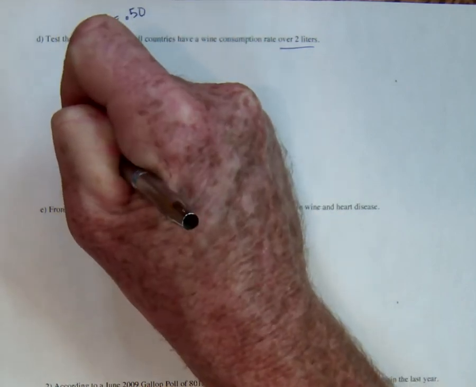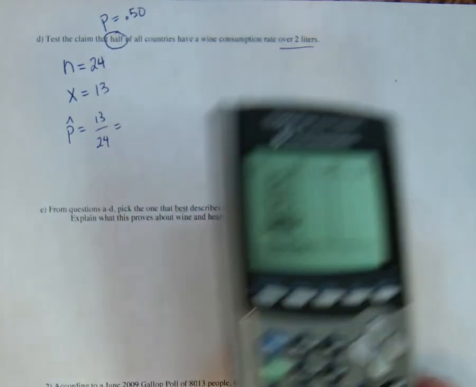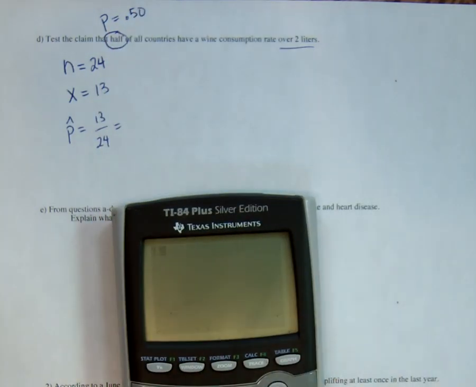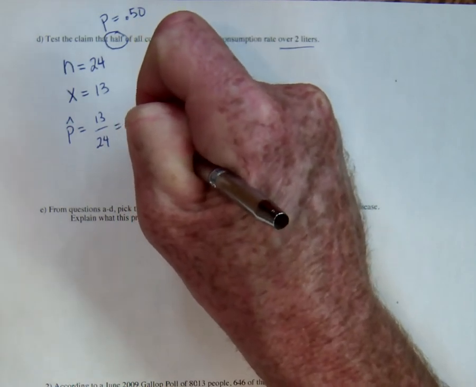So that means that the success rate, or p-hat, is 13 out of 24. Is that bigger than 50%? Yes, it is. That is over half. Now, is that enough to actually prove that's going to be true in general?